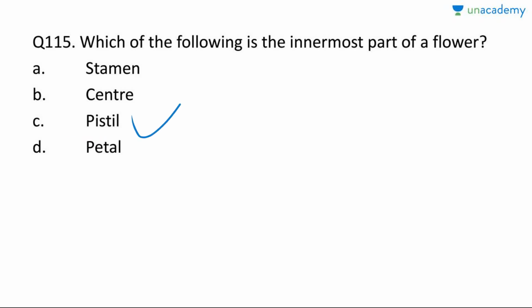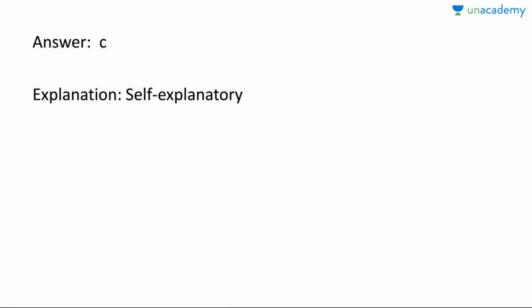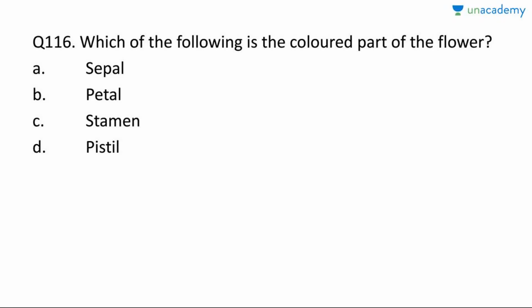Some flowers have only one sex organ. Some flowers have both the sex organs. So it varies from plant to plant. It's a very complicated botany. Question number 116. Which of the following is the colored part of the flower? So the petals of the flowers are the ones which you pick away.